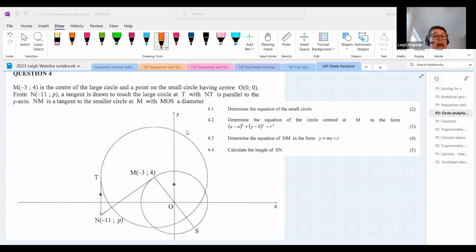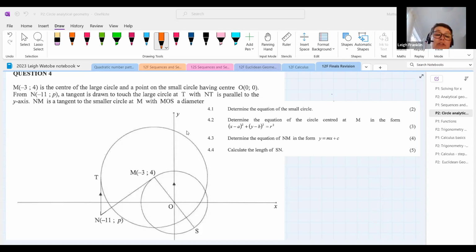Question 4 says, M with coordinates -3 and 4 is the center of the large circle, and a point on the small circle having 0 and 0. So that's at the origin. From N, which has the coordinates -11 and P, a tangent is drawn to touch the large circle at T. So you can see that over on the left of the diagram with NT parallel to the y-axis, and they've put the arrows on the y-axis and on NT for you. Then they've told us that NM is a tangent to the smaller circle at M with MOS a diameter. Okay, so the diameter of the smaller circle goes to the origin.